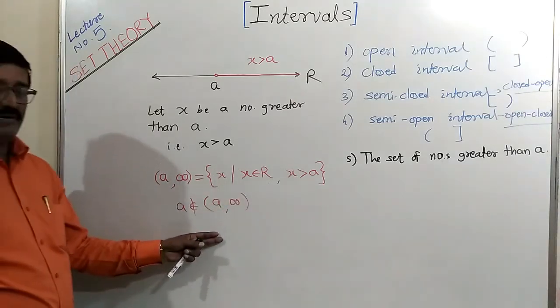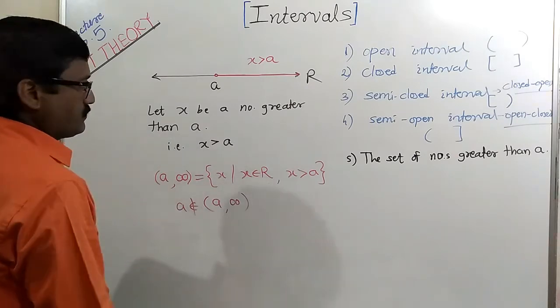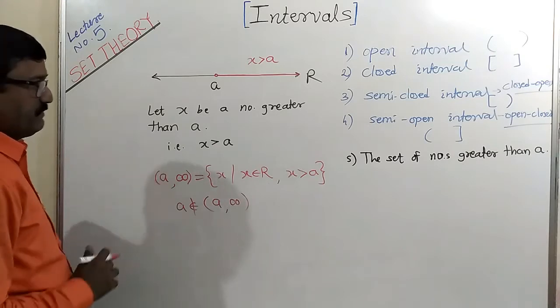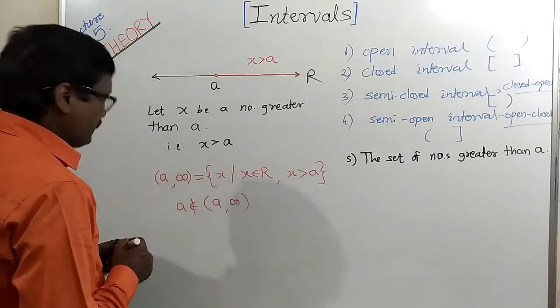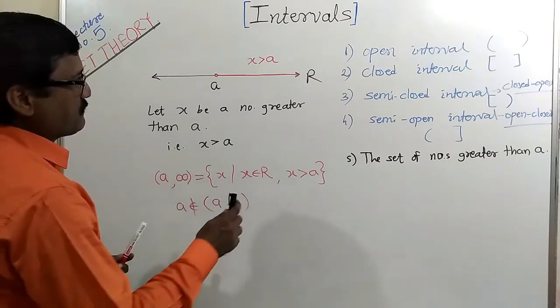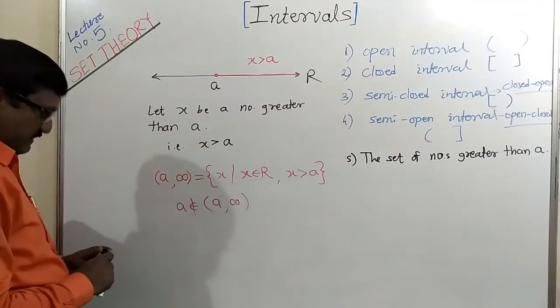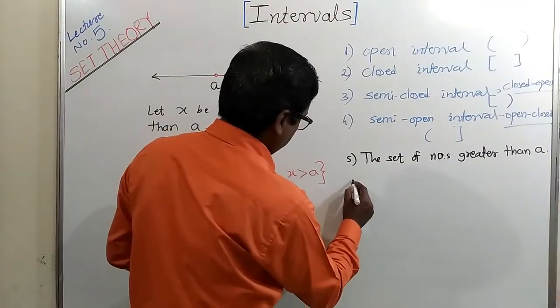You can say this is the open interval A infinity. So this is the set of numbers which are greater than A. That is the fifth type of interval, or it is the first type of interval using this basic concept. Let us see the next one, the sixth one.